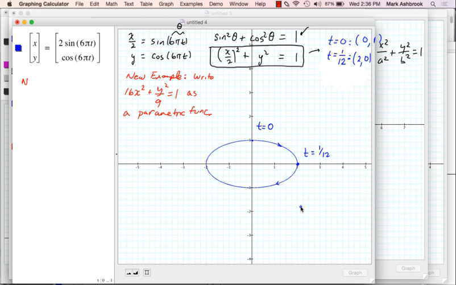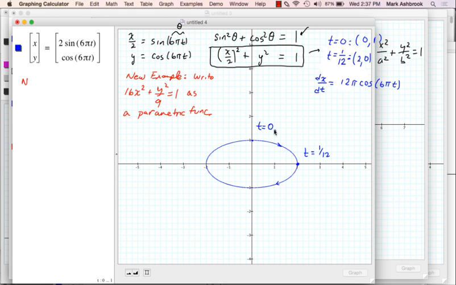How else might we determine, instead of finding individual points and then just seeing how they trace out, what would be another way possibly to see what the direction of the curve is? Take a derivative. Would a derivative help? So what about dx dt? What is dx dt? Actually 12 pi cosine of 6 pi t.